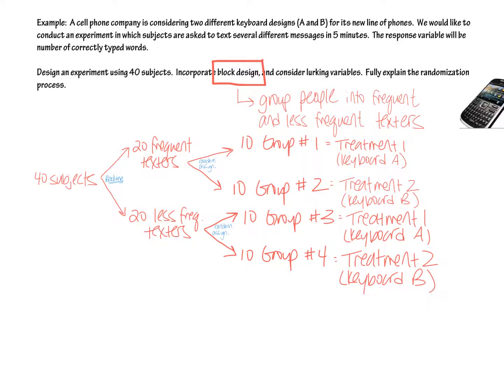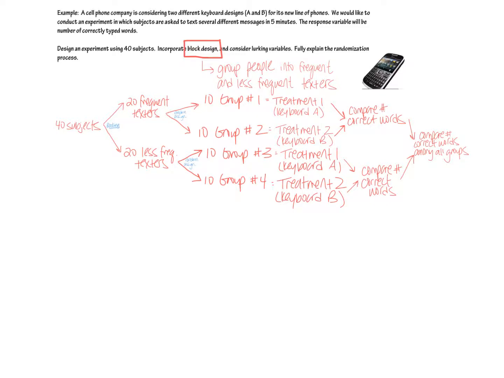I'm comparing the number of correct words, and that's how I'm going to decide which is the best keyboard. And so here's how my tree ends. What I'm doing first is comparing, within my frequent texters, keyboard A versus keyboard B. I'm going to come up with a judgment based on just the frequent texters. Which keyboard do I think is best and why?